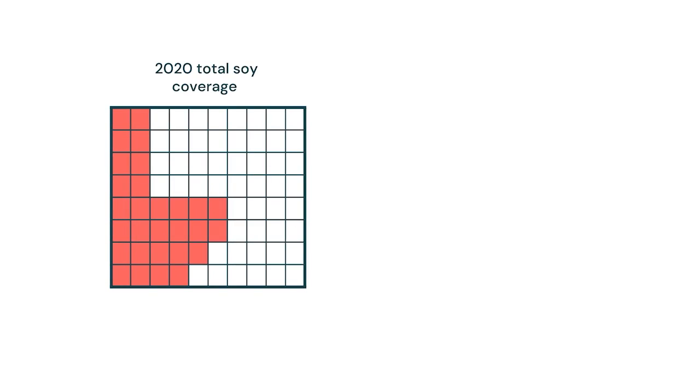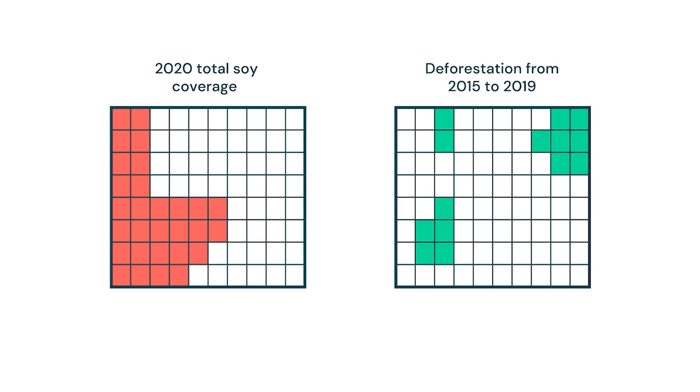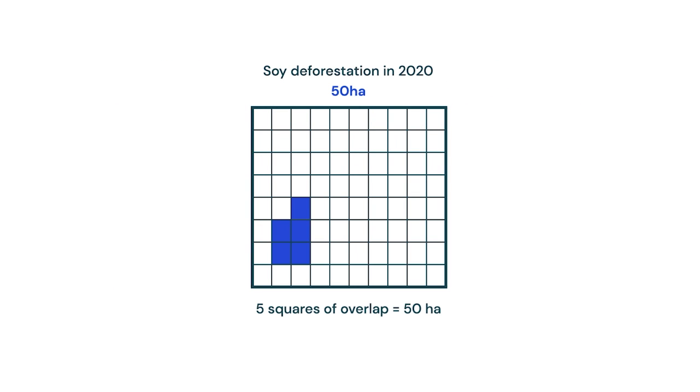First, we overlap soy crop maps with deforestation polygons or deforestation maps. Both kinds of information may be sourced from public data or from our partner organizations. This tells us the total area of soy cultivation in 2020, which took place on recently deforested land. This is what we call soy deforestation.